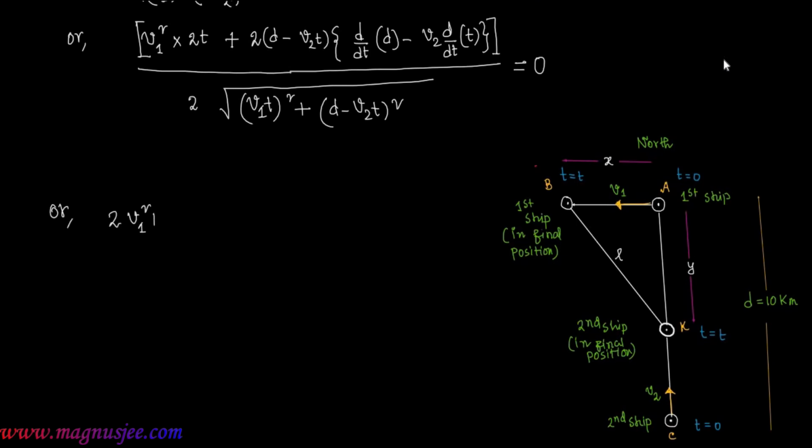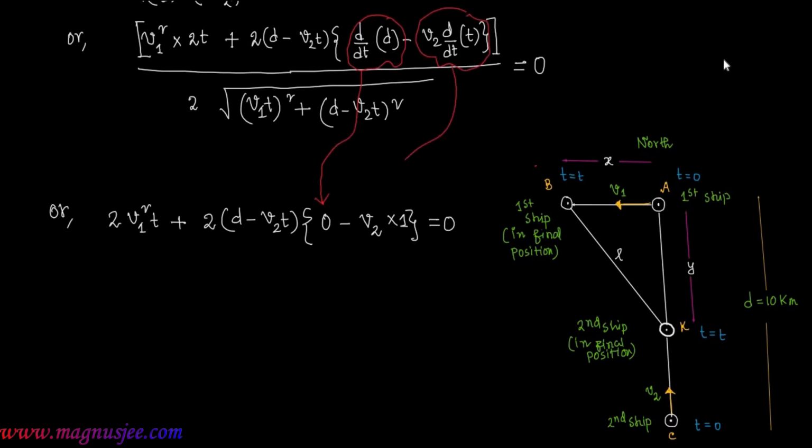Or, 2v1 square t plus 2 (d minus v2t) into 0, because d/dt of d is 0 and v2 into d/dt of t becomes v2 into 1. Now d/dt of d is equal to 0 because d is constant, and v2 into d/dt of t becomes v2 into 1, and multiplying this denominator with 0 we get 0.